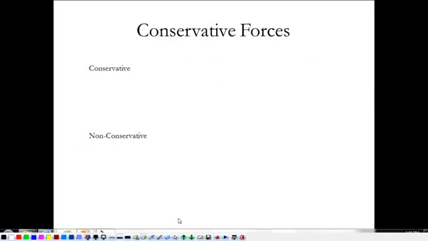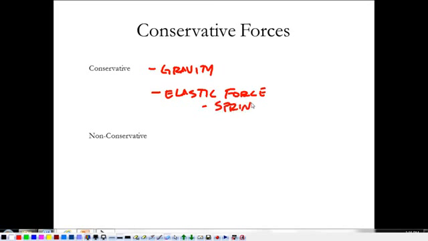Now, as we're talking about these conservative and non-conservative forces, we're not going to have to do a lot of distinguishing between them. Okay? For our conservative forces, we have two that we're really going to look at. One is gravity. The other is elastic force. This would be like from a spring or rubber band. Then we have a non-conservative force. The only one that we're really going to talk about here is friction. Those are our conservative and non-conservative forces.